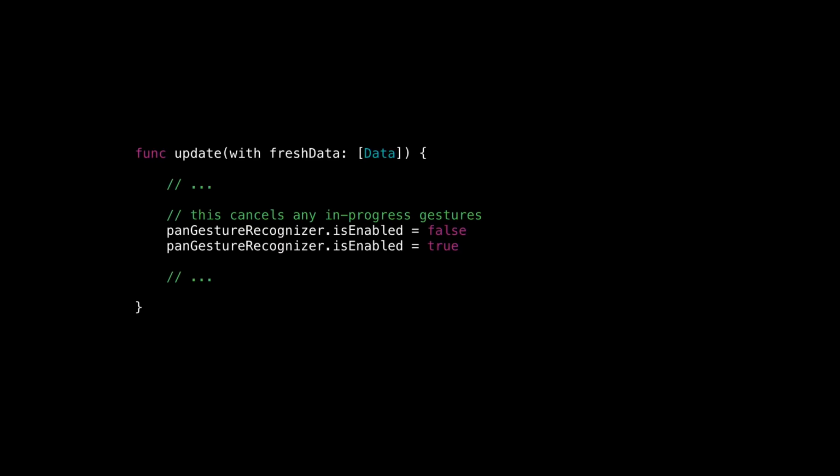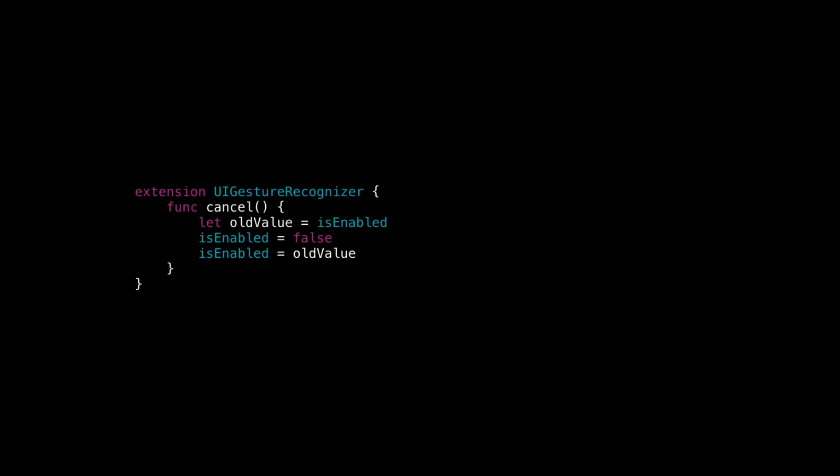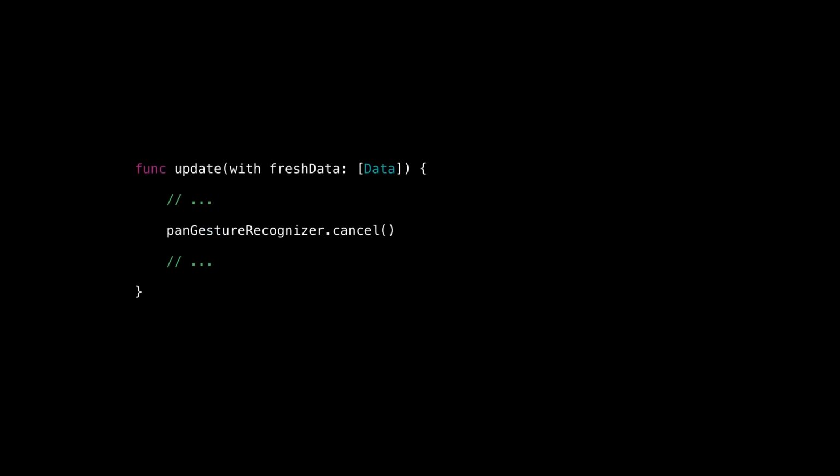You deserve nice things. You deserve a function called cancel on UIGestureRecognizer that stores the old state of isEnabled, sets isEnabled to false, and then re-enables it if it was enabled before. And you can just write the nice code that you want to write, that you deserve to write.